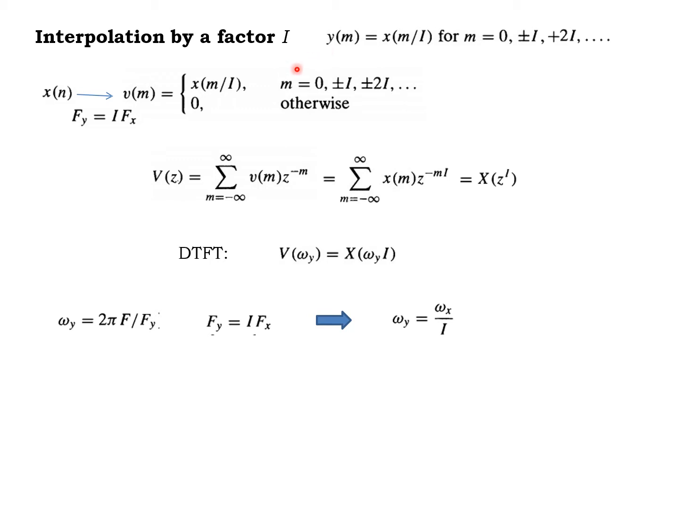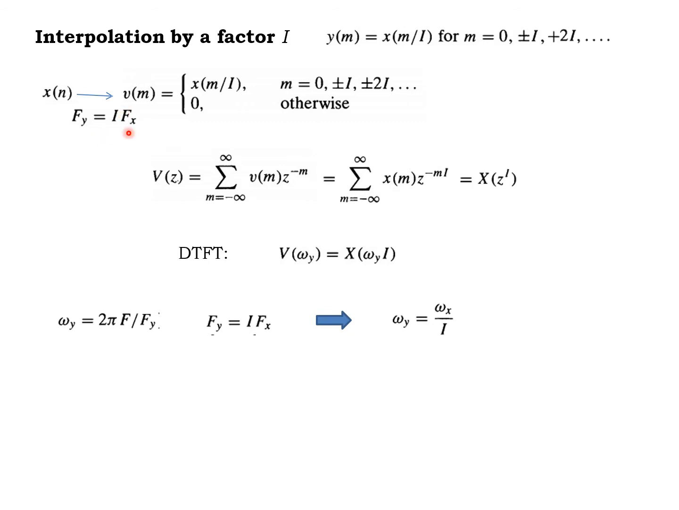That is, mathematically it can be expressed by y of m is equal to x of m by I, for m taking the values 0, plus or minus I, plus or minus 2I, etc. So x of n is actually transformed to v of m, where v of m is equal to x of m by I, and m is taking these values. So here the sampling frequency is increased by a factor I.